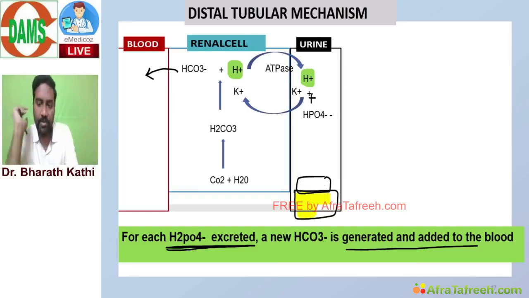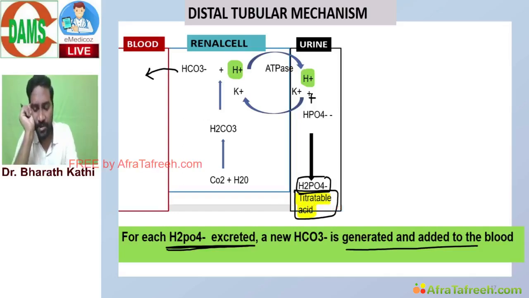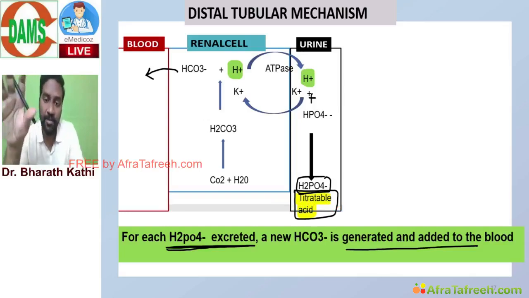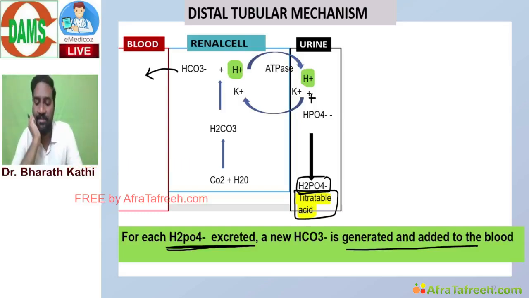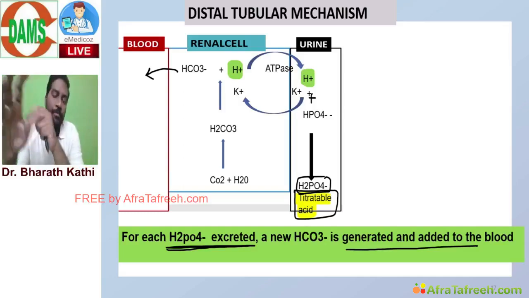With respect to the ammonia buffer that we have seen previously, and with respect to the phosphate buffer, whatever H plus is excreted with the help of phosphate buffer is also called titratable acid. This is also called titratable acid. These are the important mechanisms.